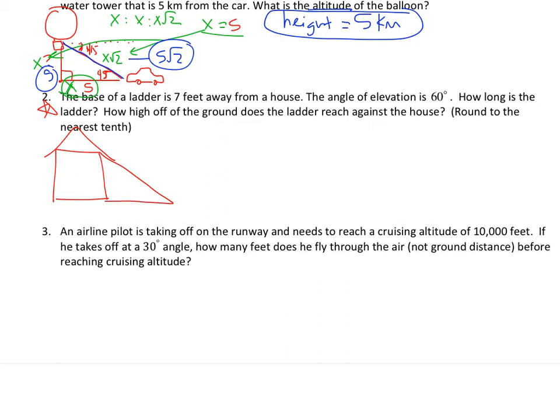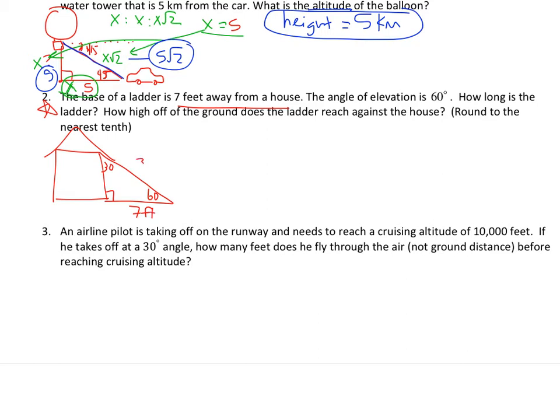And the angle of elevation is 60 degrees. So that means it's down at the ground. So the angle of elevation from the bottom of the ladder is 60 degrees, which means my top angle will be a 30. And the base of the ladder is 7 feet away from the house. So down here in the bottom is going to be 7 feet. How long is the ladder?